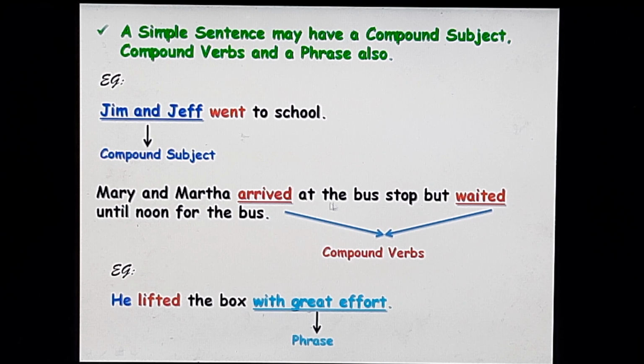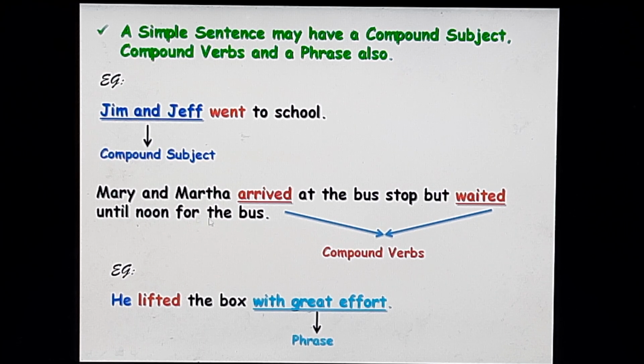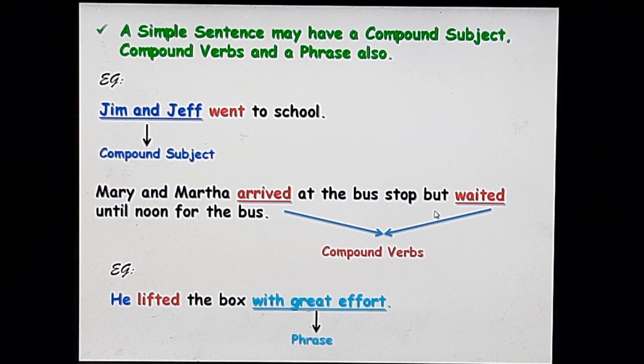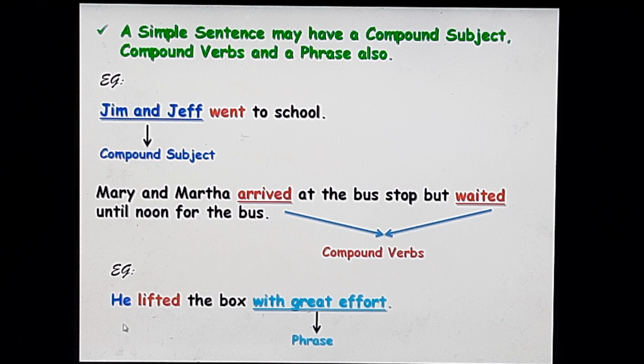Mary and Martha arrived at the bus stop but waited until noon for the bus. So in the first part of the sentence, Mary and Martha arrived at the bus stop, we have a verb, arrived. In the second part of the sentence, waited until noon for the bus, we have another verb there. So when there are two verbs in a sentence, they are called compound verbs. Look at the third example.